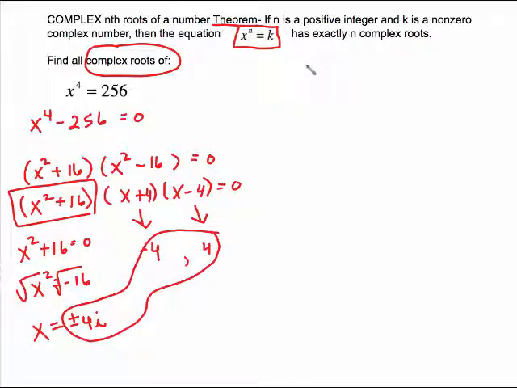The theorem told me there should be 4 roots. If we have x to the n equals k, n is a positive integer, it has exactly n complex roots. X to the 4th should have 4 complex roots, plus or minus 4i, negative 4, and 4. Keep in mind, negative 4 and 4 are real numbers, but they are part of the complex number system. You could think of negative 4 as negative 4 plus 0i if you wanted to, and that's why it's considered a complex root.